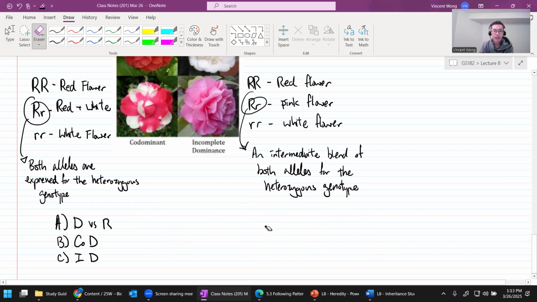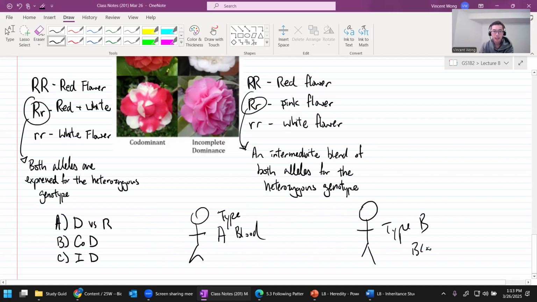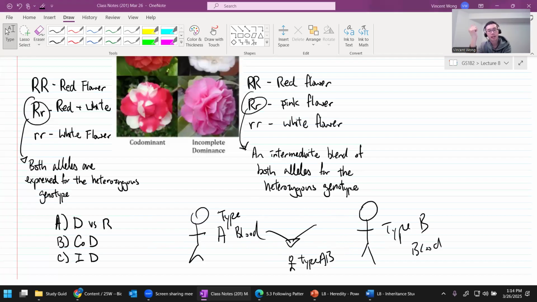All right, let's say we have one person with type A blood, and then we have another person, type B blood, and then their kid. Their kid has type AB blood. What kind of relationship do you think blood type inheritance follows? Is it dominant recessive, codominance, incomplete dominance?